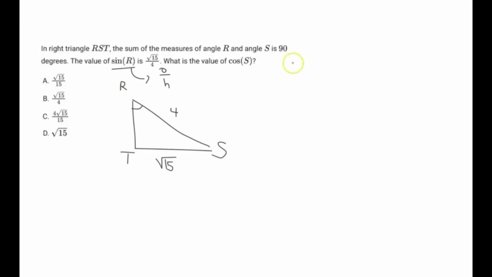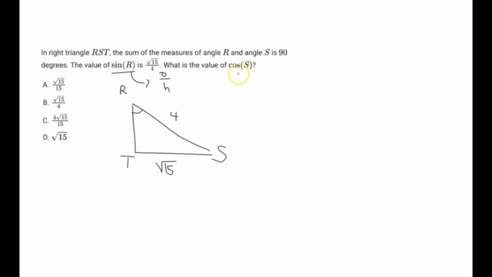Okay, perfect. So now it's asking, what is the value of cosine S? So if you zoom in here on angle S, cosine is equivalent to adjacent over hypotenuse. So the adjacent value for angle S would just be square root 15.